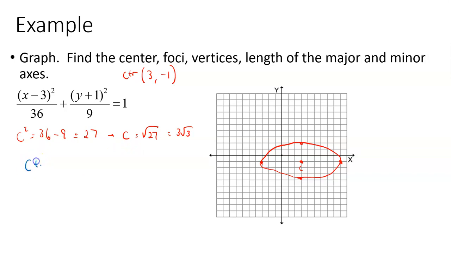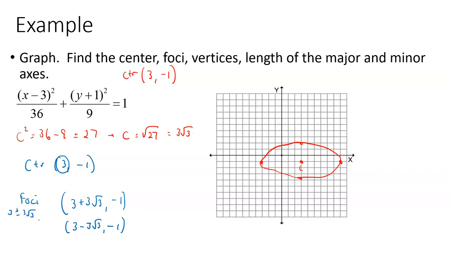So the center, we said, was 3, negative 1. If I want to move left and right, that impacts that number over there. So my foci are going to be 3 plus 3 square root of 3, comma, negative 1, and 3 minus 3 square root of 3, negative 1. Now, you could combine these together by writing it as 3 plus or minus 3 square root of 3, right, and just write one ordered pair.